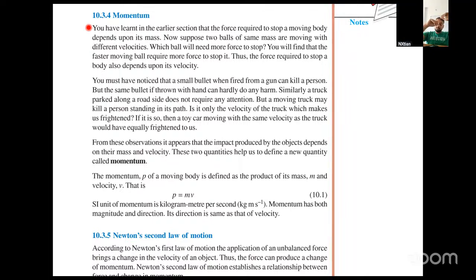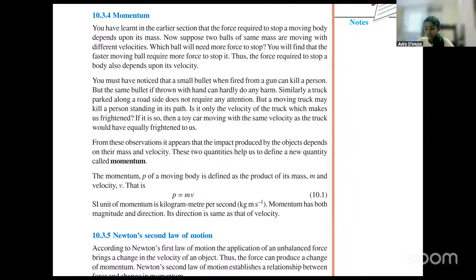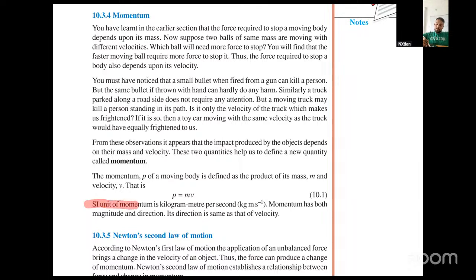And remember this thing. They can ask you what is the SI unit of momentum. So underline this: SI unit of momentum is kilogram meter per second. You will definitely get confused with the unit of force, because the unit of force is kilogram meter per second square. But the SI unit of momentum is kilogram meter per second. Understood? So remember this, don't be confused in that.